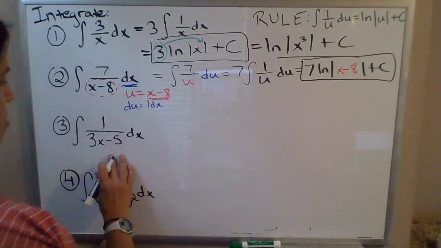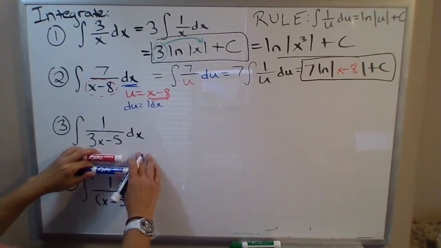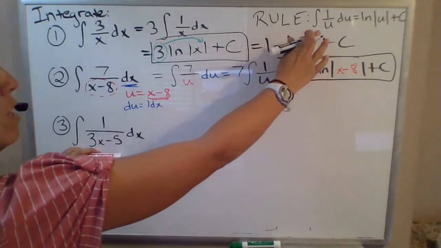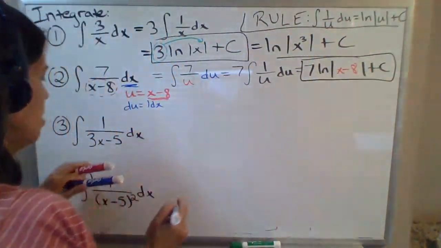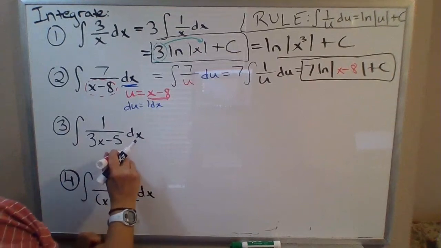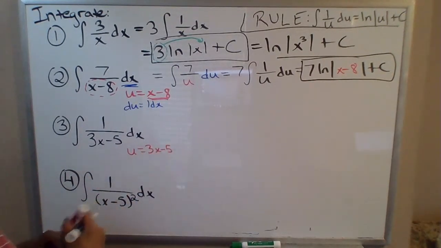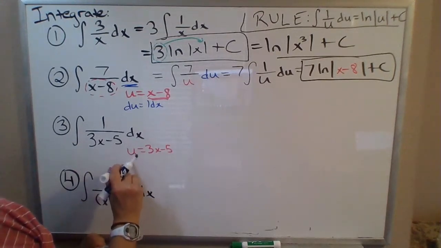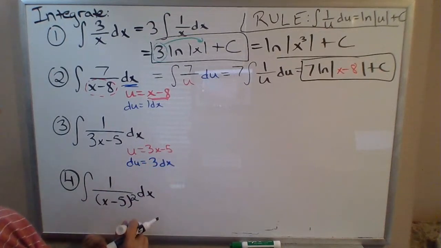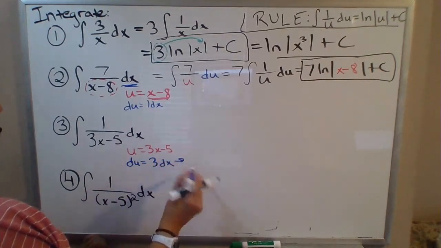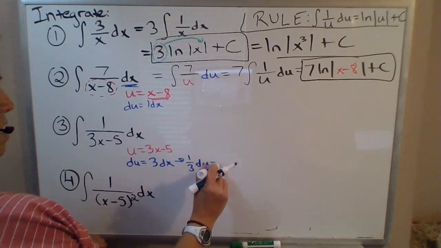Let's look at this third example. So again, maybe you start to feel like, yeah, I think I can write that in the form 1 over u du. This is the overall rule that we've been using. In this case, u would be 3x minus 5. So du equals the derivative of that, which is 3 times dx. So in this case, if you divide both sides by 3, you have 1/3 du equals dx.